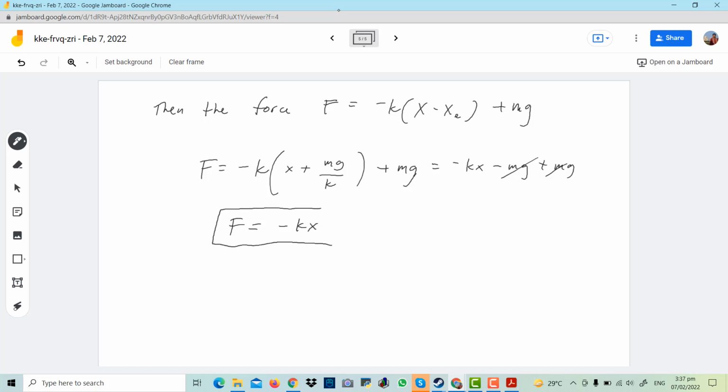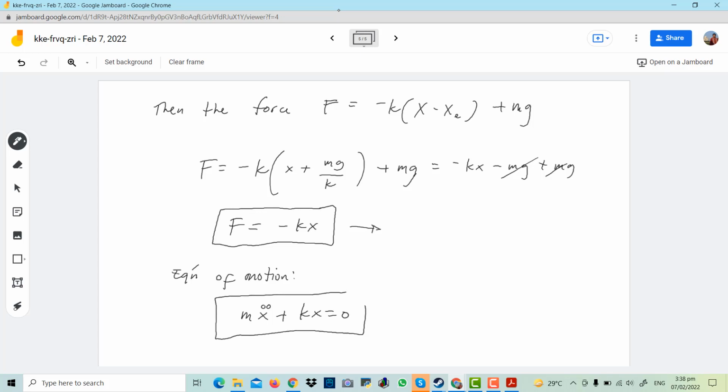And notice, this is just the same force and differential equation as the harmonic oscillator in the horizontal case. Right? So based from that, we get the equation of motion. The equation of motion will be equal to this. They have the same equation of motion, right? kx equal to 0. Again, this small x here is based from the measurement on the new equilibrium position.